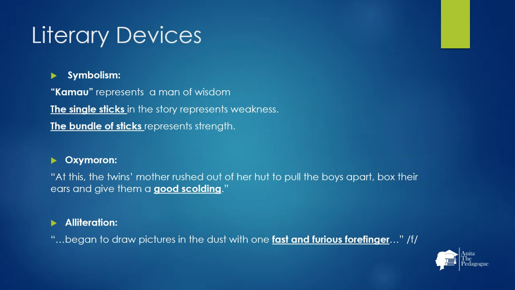Our next literary device is alliteration. Alliteration is the repetition of initial consonant sounds in words. So, our example is: began to draw pictures in the dust with one fast and furious forefinger. We see the consonant F repeated in fast, furious, and forefinger.